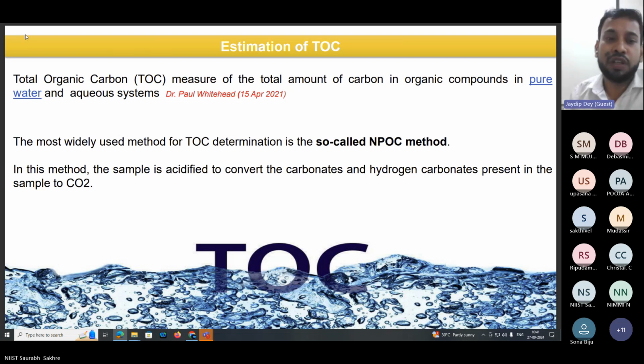So TOC, or total organic carbon, is another very important water quality parameter. The total amount of carbon in organic components in pure water or an aqueous system is called total organic carbon. In this method, the water sample is acidified to convert the carbonates and hydrogen carbonates present in the water sample to carbon dioxide.